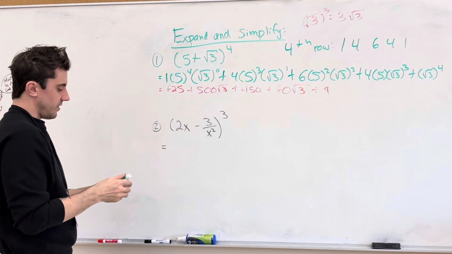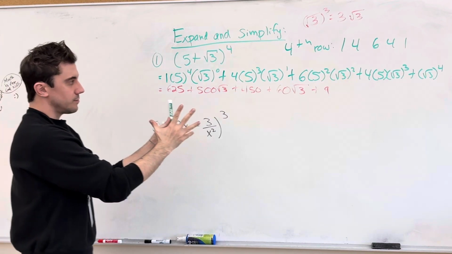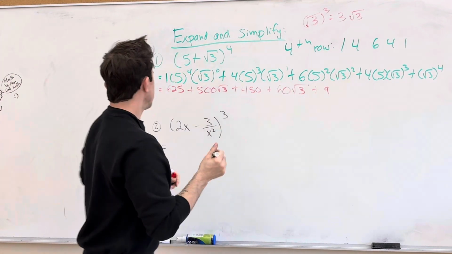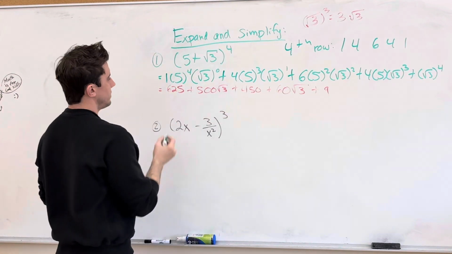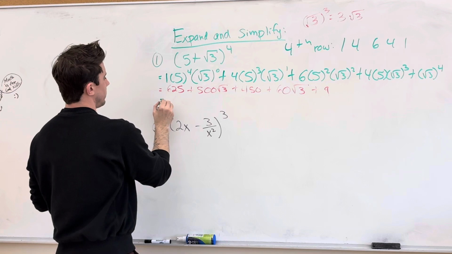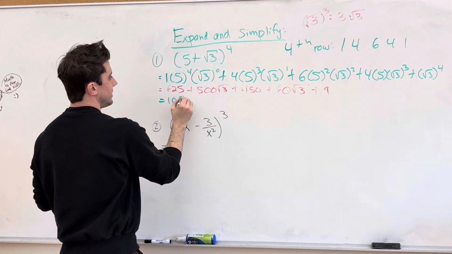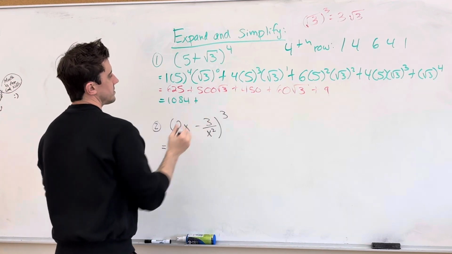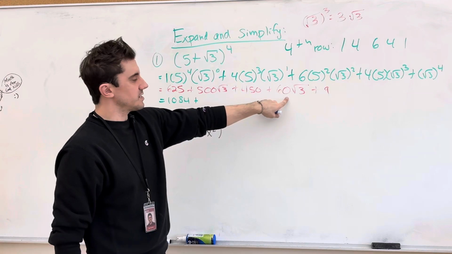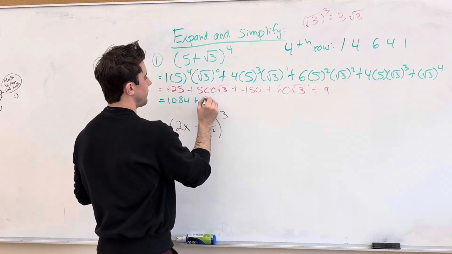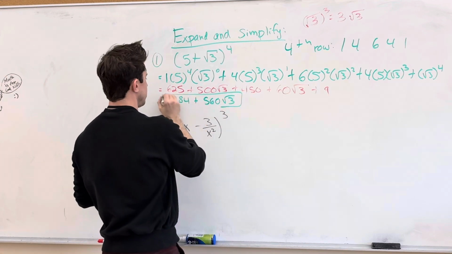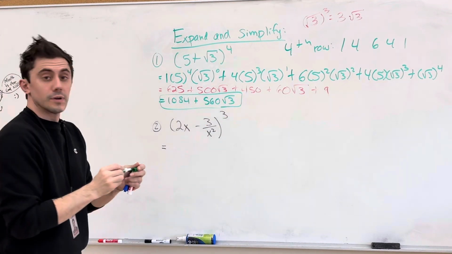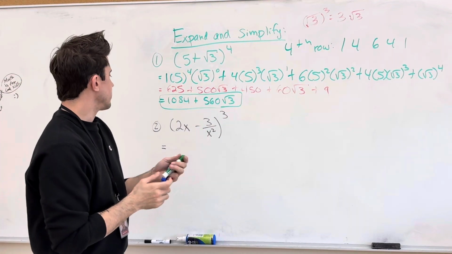And now we can simplify this down into a constant term and a root 3 term. So we'll have 625 plus 450 plus 9, which is 1,084, plus we have 500 root 3 plus 60 root 3s, and so altogether we have 560 root 3s, and here's our final answer. Okay, so that is part 1.